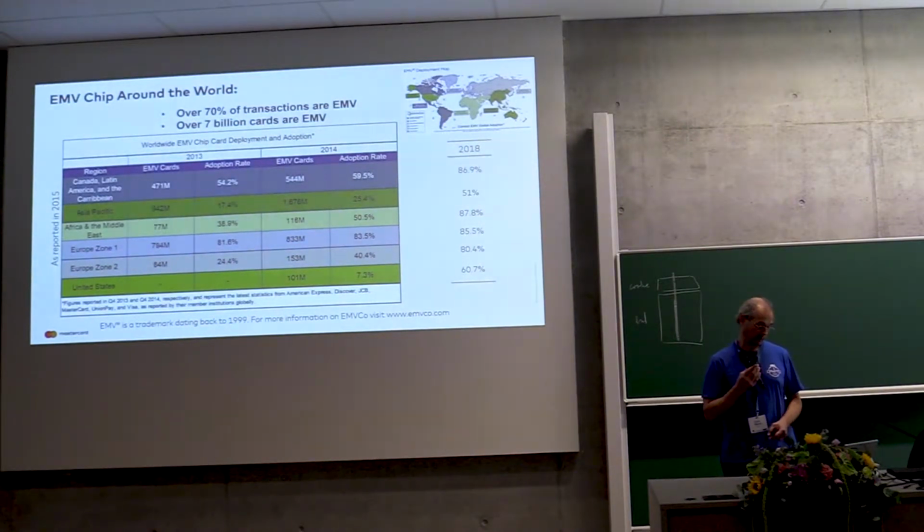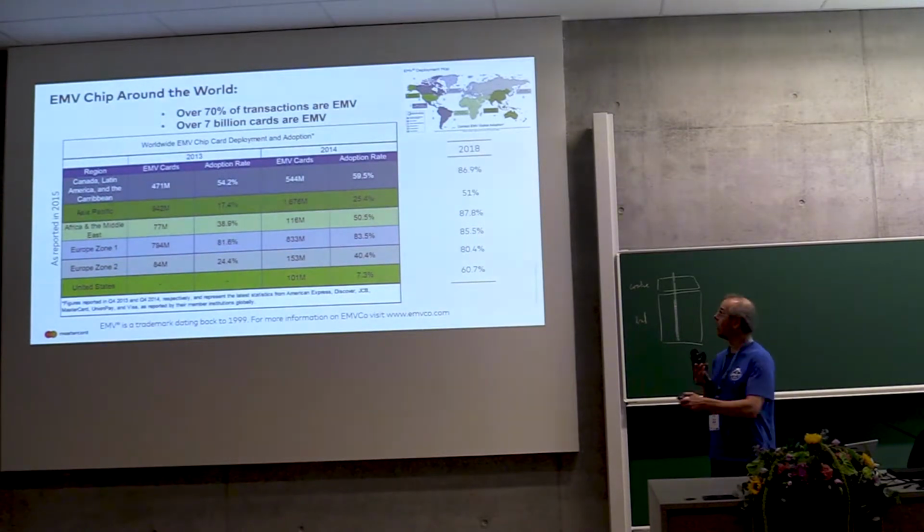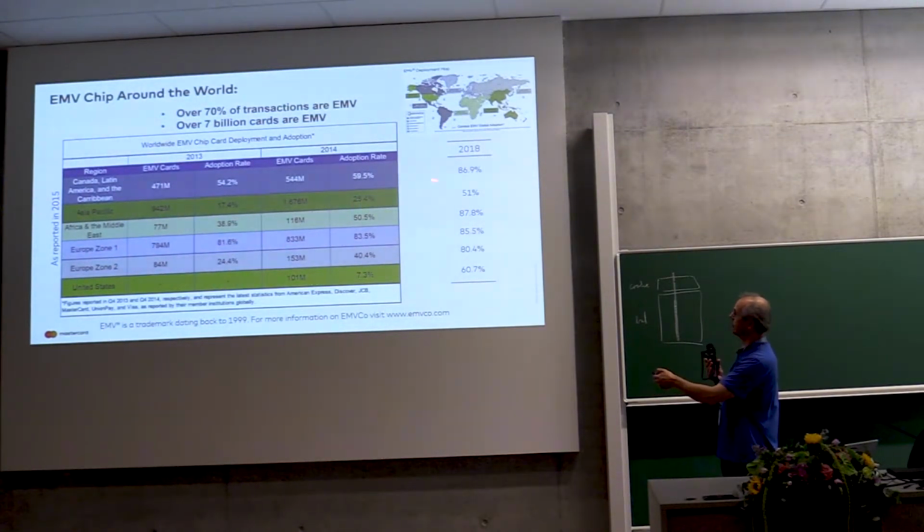Another interesting thing for these stats is if you look in the second line, Asia Pacific. Back in 2015 they only had a 25% adoption rate, which has now doubled to 51%. If you look at the sheer volume of cards, that is a huge number. So although they're only at 51%, that's 51% of a very large number.